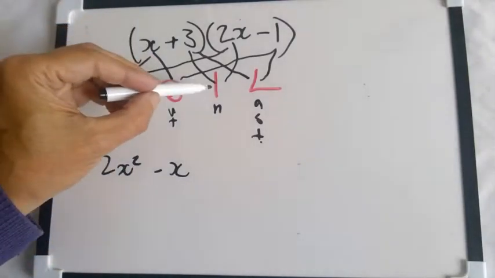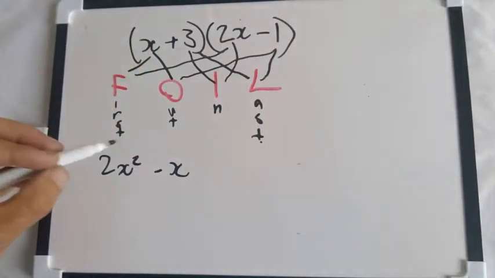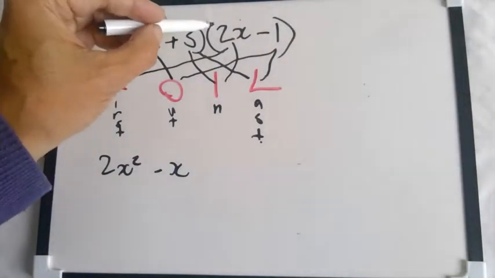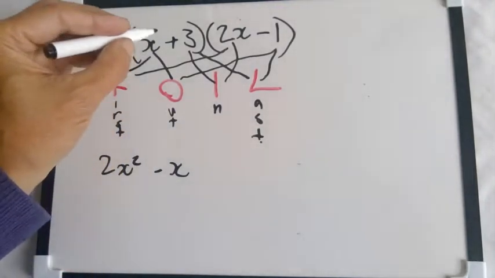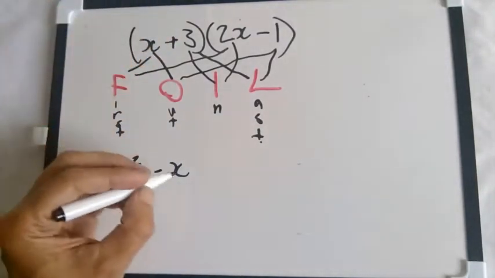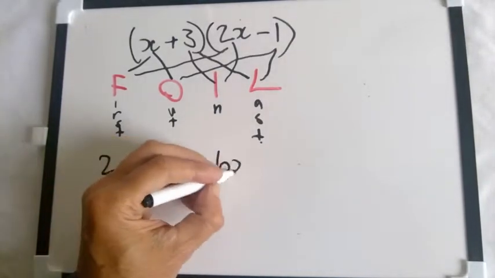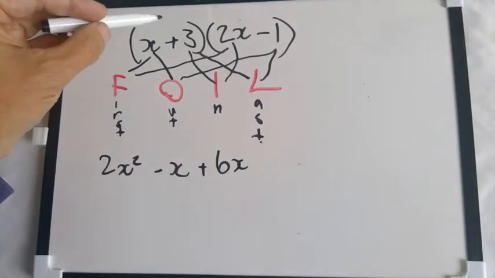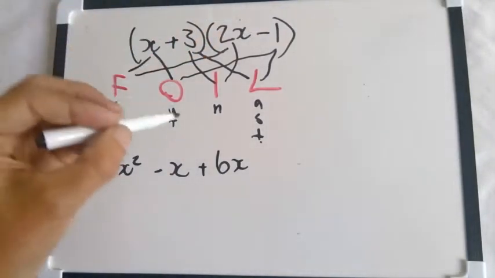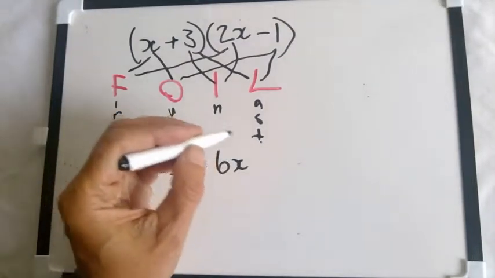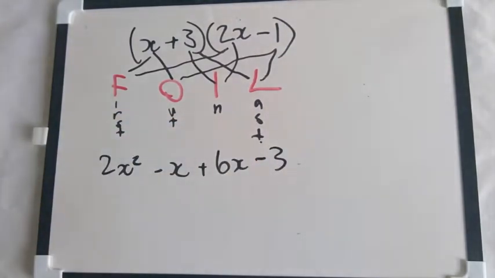Our inside ones are 3 times 2x. We can think of 3 times 2 times x. 3 times 2 is 6, so that is 6x, and it's positive because there's no negative involved. Then we do our last terms finally: 3 times minus 1. 3 times 1 is 3, so 3 times minus 1 is minus 3. That gets us to this stage.